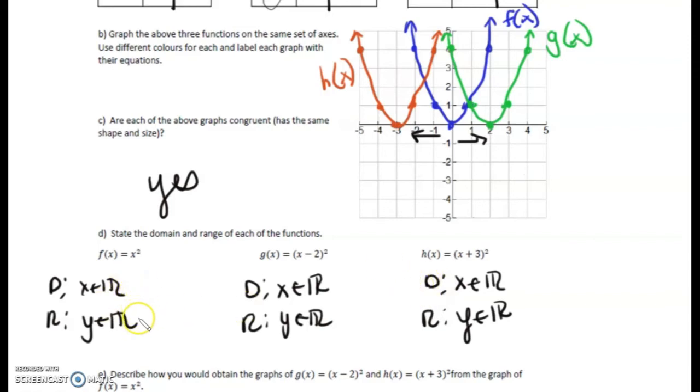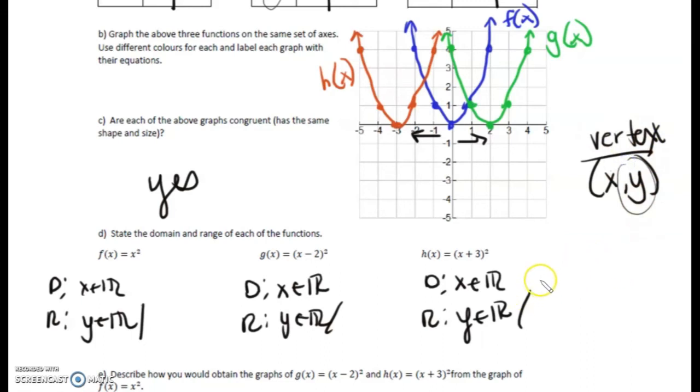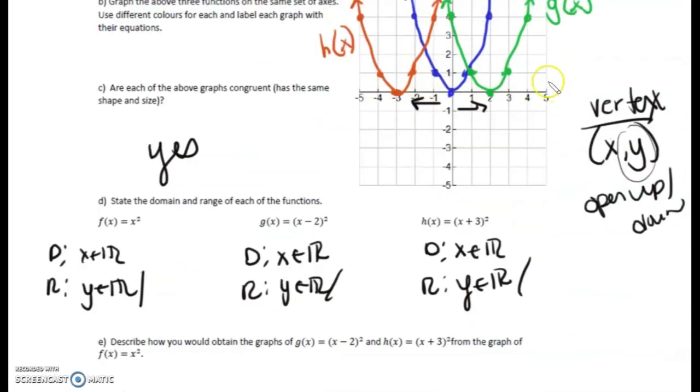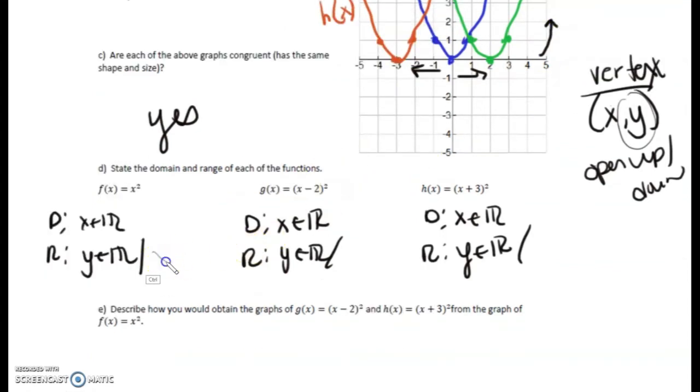Okay, and that's unless there's a restriction on it, like if you put in a word problem, if there's time or height or something like that. Now what we do is we look at the vertex, and whatever the vertex is, we look at that y coordinate, and then if it opens up or down. So for all of these, the y coordinate of the vertex, and we can see this even in our charts, is 0. And all of these open up, right? So in all of these, y is going to be greater than or equal to 0.